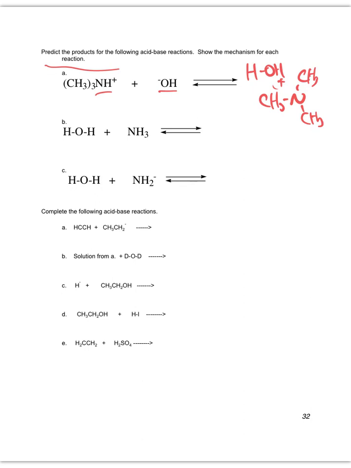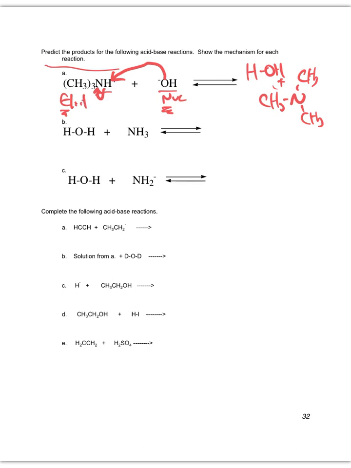Now the mechanism for this would be the OH grabbing the hydrogen off of the ammonium, sending the electrons to the hydrogen. Now in the next one, and we knew the OH was the nucleophile and the ammonium was the electrophile because they each had a charge. The hydroxide had a negative charge, the ammonium salt had a positive charge. A negative charge means nucleophile, positive charge means electrophile.